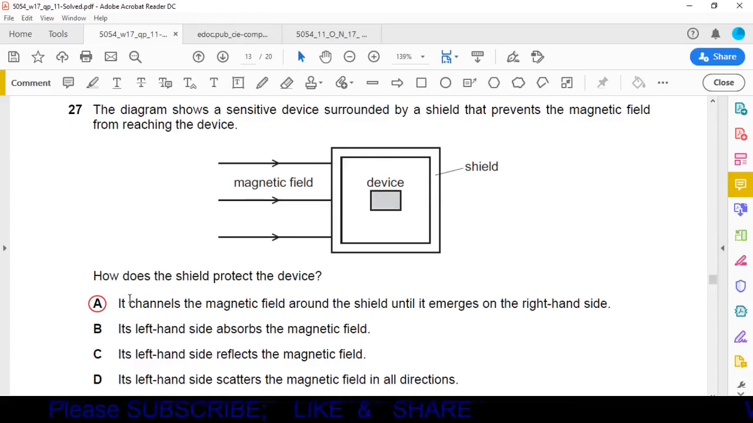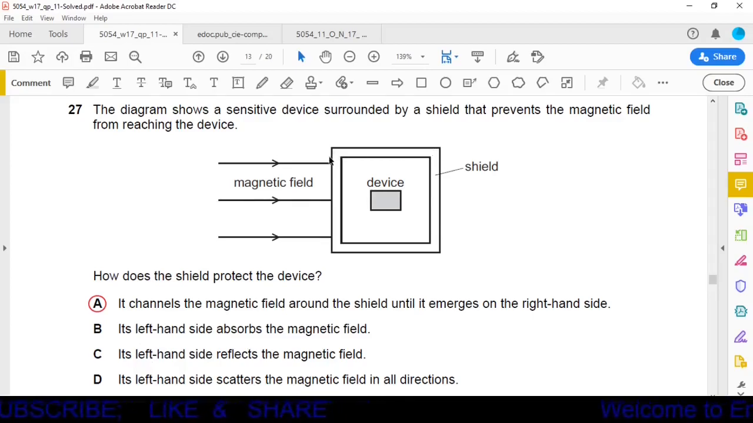Option A, it channels the magnetic field around the shield until it emerges on the right hand side. Option B, its left hand side absorbs the magnetic field. Option C, its left hand side reflects the magnetic field. Option D, its left hand side scatters the magnetic field in all directions.